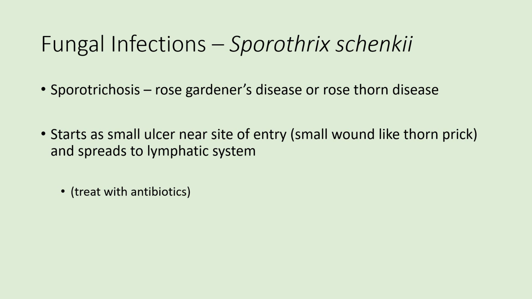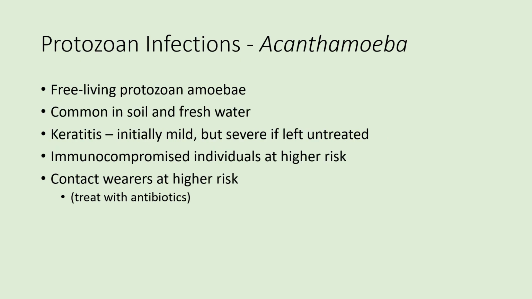Sporothrix schenckii causes sporotrichosis, also known as rose gardener's disease or rose thorn disease. It causes a rash on your arms that looks like you had a fight with the rose bush and the rose bush won. It will start as a small little ulcer where, like I say, it looks like a thorn prick, and then it spreads to the lymphatic system. You can treat it with antifungal drugs.